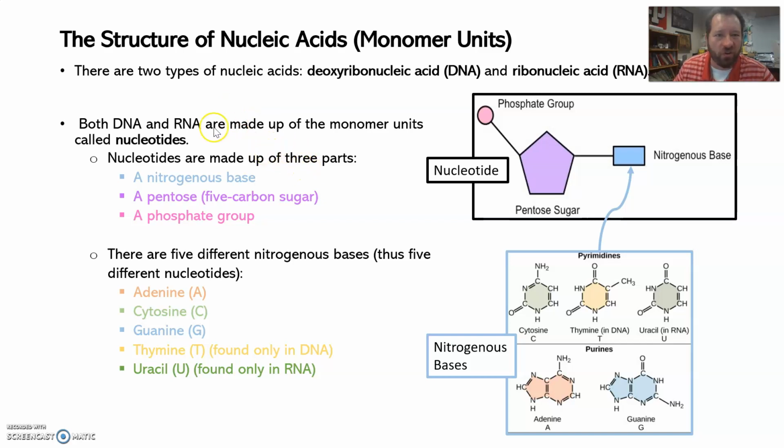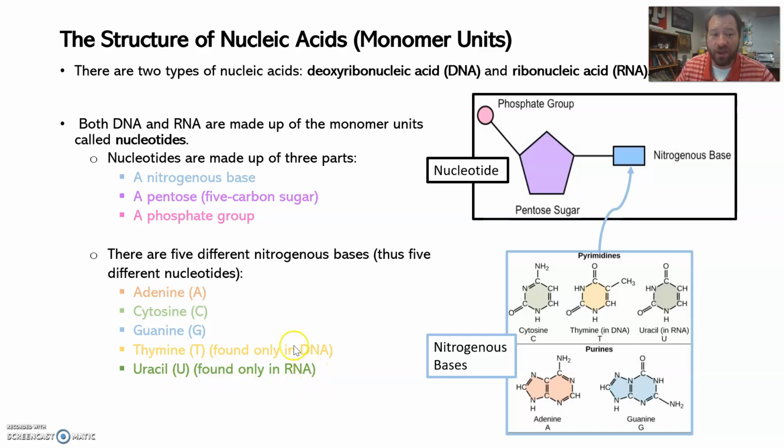First thing we'll take a look at here is the structure of the monomer units of nucleic acids, and those are called nucleotides. All nucleotides are made up of three parts. We have a phosphate group, a pentose sugar, that means a 5-carbon sugar, so pentose for 5, and a nitrogenous base. You may have heard of DNA and RNA and thought of them as only one-letter abbreviations, A, T, C, and G. And the reason for that, see them listed here, is that there are 5 different nitrogenous bases: adenine, cytosine, guanine, thymine, found only in DNA, and uracil, found only in RNA.